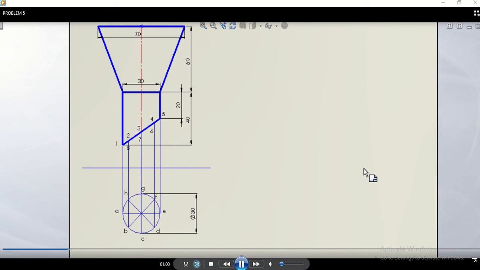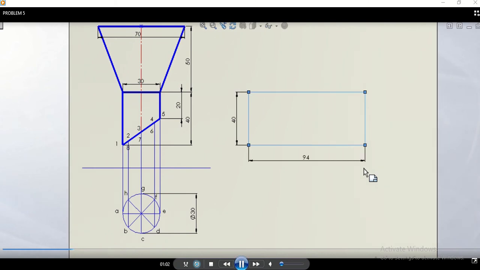And here for the development of the cylinder, we have already discussed that the total length should be equal to what? Pi into d. So pi into 30, you are going to get 94, and the height of the cylinder is already given, that is 40.